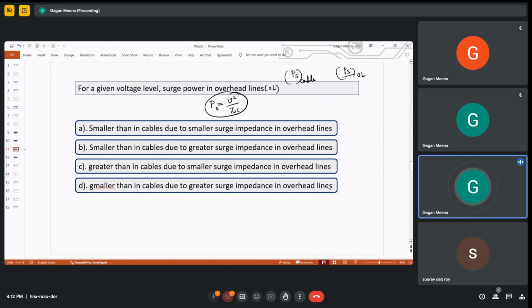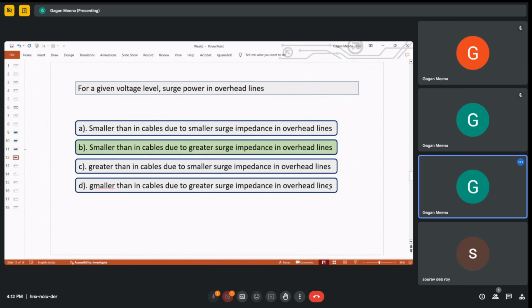You can see this is line. Now, for a given voltage level, it will become inversely proportional to ZC. So we know one thing that ZC of cable is less than ZC of overhead lines. Because surge power is inversely proportional to ZC, if ZC for cable is less, then the surge power for cable will be more. So surge power in overhead line is smaller than in cable due to greater surge impedance in overhead line.